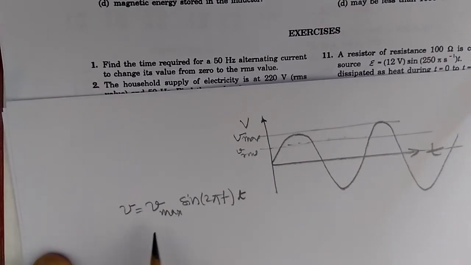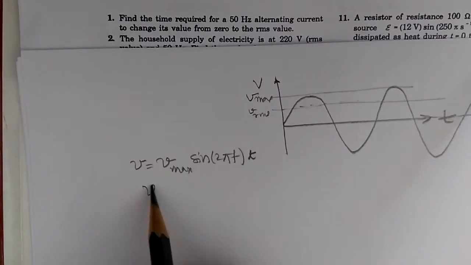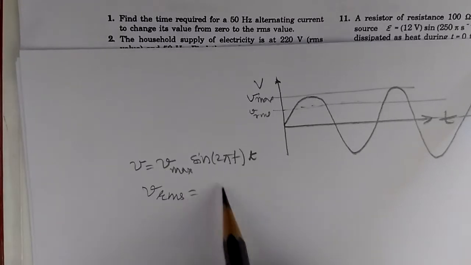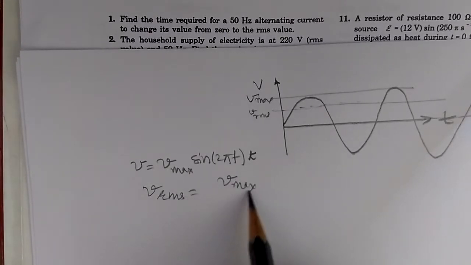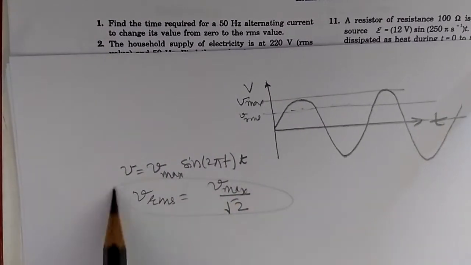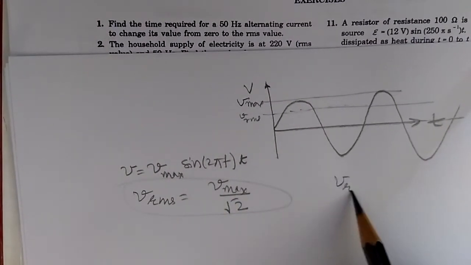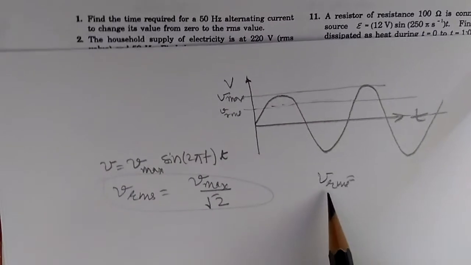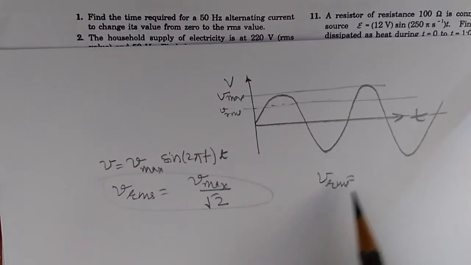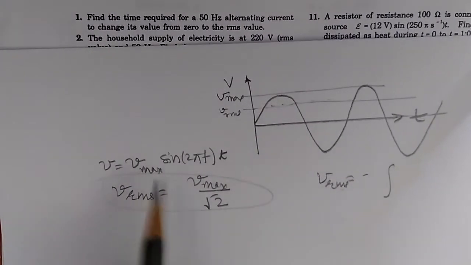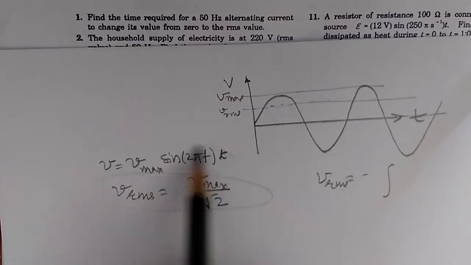The Vrms value is defined as V max divided by square root of 2. If you forget this, you can derive it using Vrms. What is Vrms? The root of mean square. How do you find the mean square? Mean square is, you first square it.